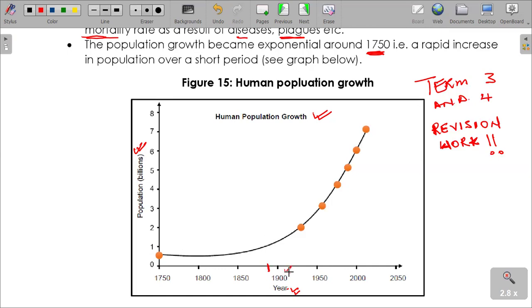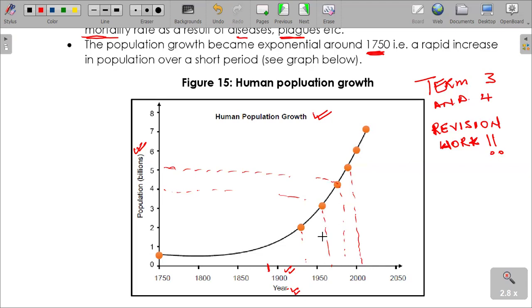From 1900 there is quite a rapid population growth, which is called exponential growth, a rapid population growth over a short period of time. If we look at this, we can see there are some big increases in our population growth over a short period of time. Somewhere there it was 4 billion people, and then it went to 5 billion, which is also around 1952.